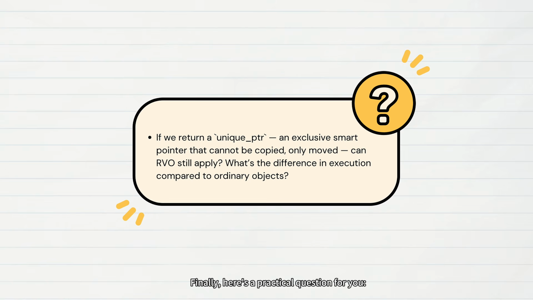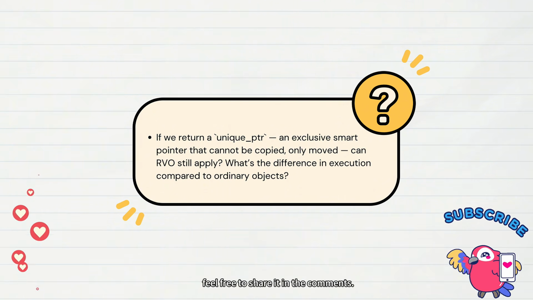Finally, here's a practical question for you. If we return a unique_ptr, an exclusive smart pointer that cannot be copied, only moved, can RVO still apply? What's the difference in execution compared to ordinary objects? If you know the answer, feel free to share it in the comments.